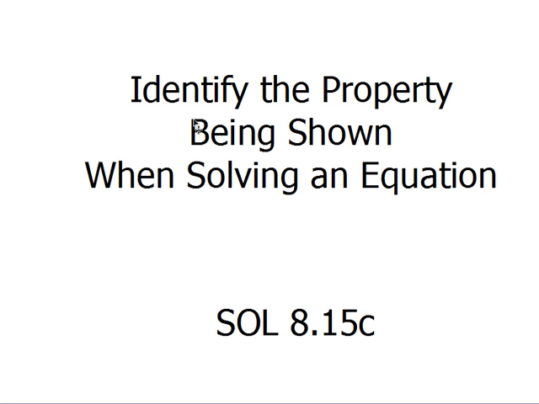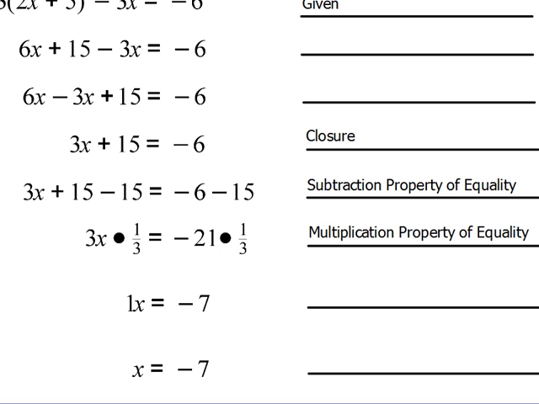Today we're going to talk about identifying the property being shown when solving an equation. This is SOL 8.15c. How these problems are going to look is you're going to be given an equation that's going to be solved out, and you have to identify the property that's being shown between the steps. The equation is always going to be the first line, and that's always going to be referred to as given. So this equation is 3 times the quantity of 2x plus 5 minus 3x equals negative 6.